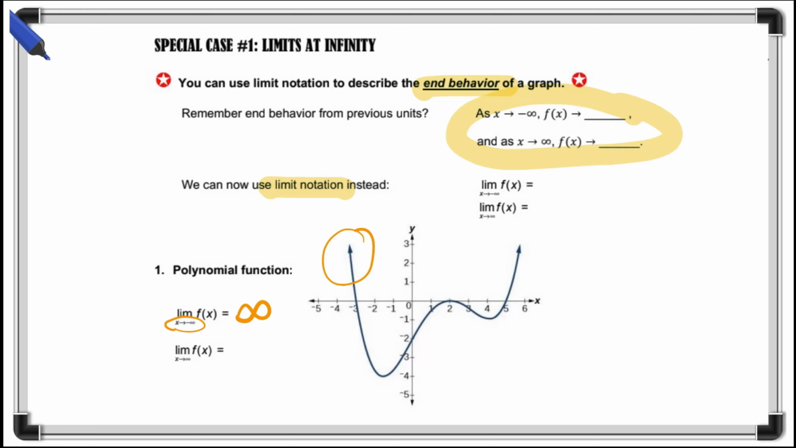Then you're going to look at as x approaches positive infinity. That's the right-hand side of my graph. What is the value that my graph is approaching? You've got an arrow there, so you've got positive infinity.